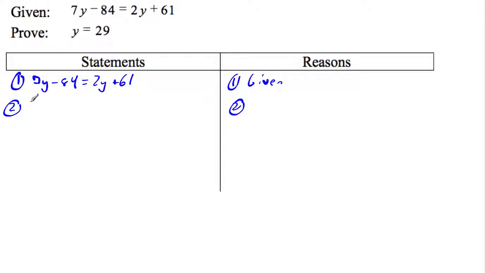What I can do is subtract 2y from both sides, so I get 7y minus 2y minus 84 is equal to 2y minus 2y plus 61. That is substitution. Sorry, I'm getting ahead of myself. That is the subtraction property.